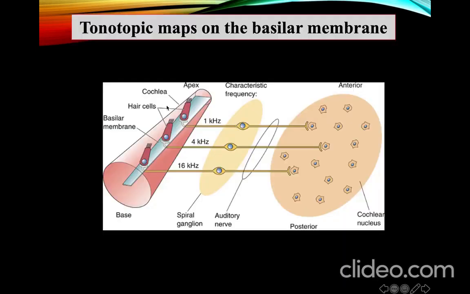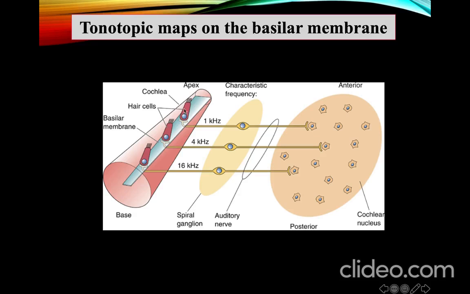Now there is another interesting feature. This blue part is the basilar membrane, and these red cells are known as the hair cells. These are basically the receptor organs or the receptor cells which sense the vibration. I will explain these hair cells later on. Here you can see there is a special organization.